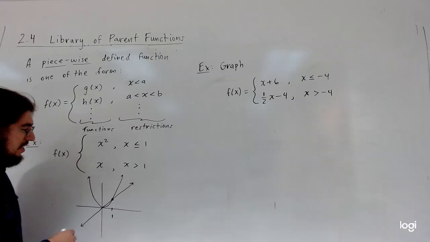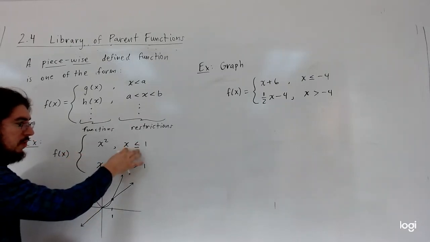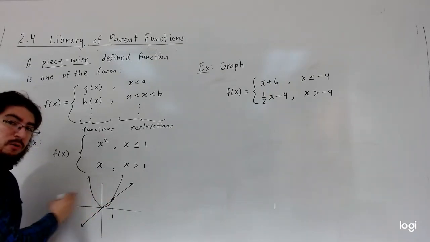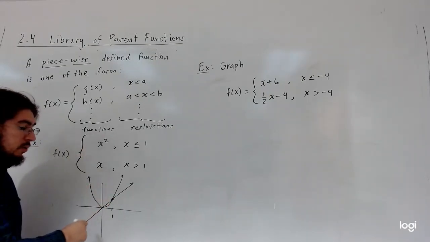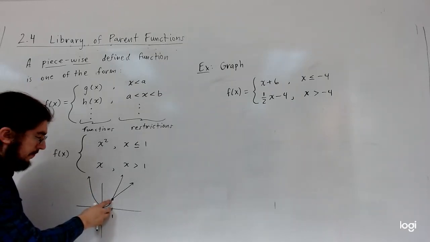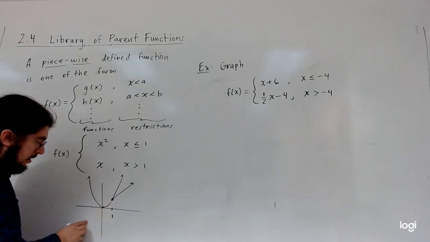But yes, when it comes to x being less than or equal to 1, so on the left, when x is less than or equal to 1, we want to only work with x squared. So on the left, I'm going to erase everything except for the parabola. Just like that.